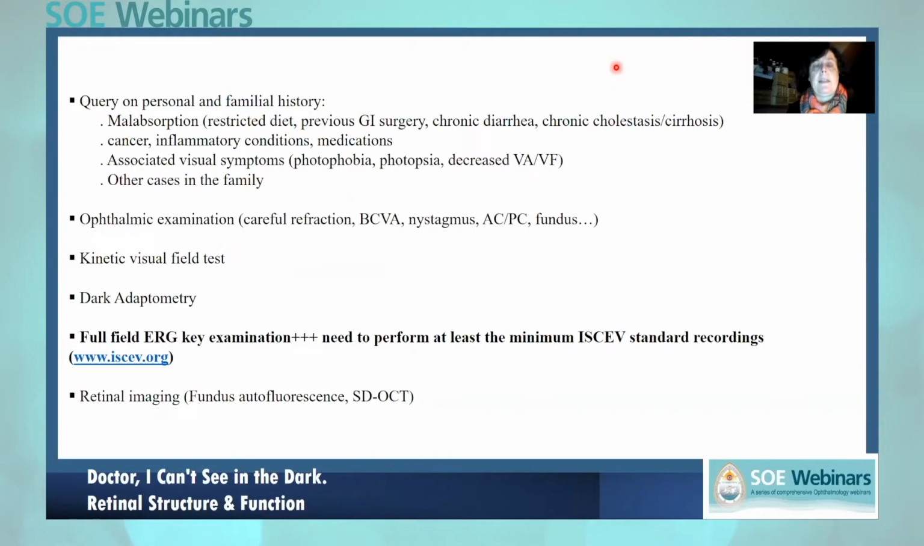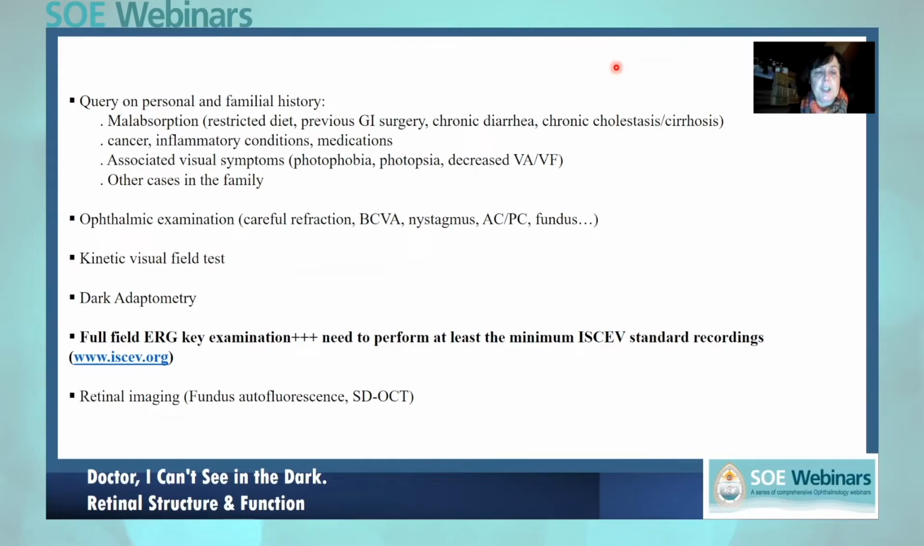Then follows an ophthalmic examination with a careful refraction, especially for myopia, but also a careful look at the presence or not of a nystagmus or fundus alteration. Kinetic visual field test and dark adaptometry might be helpful, but the key examination when dark adaptation is the chief symptom is full-field ERG. This full-field ERG recording should be performed at least with the minimal ISCEV standard recordings, especially with a period of dark adaptation of at least 20 minutes.